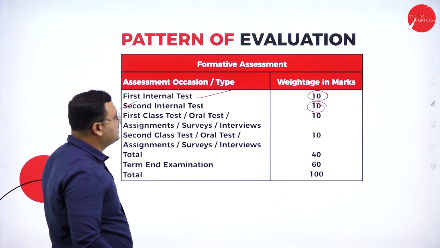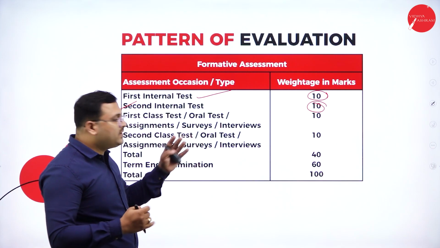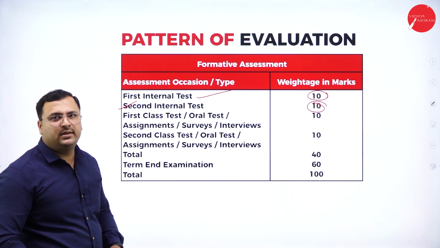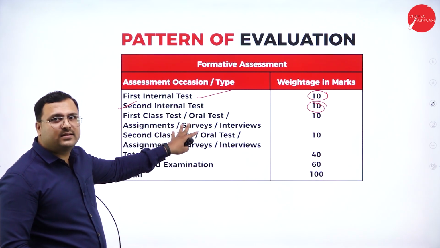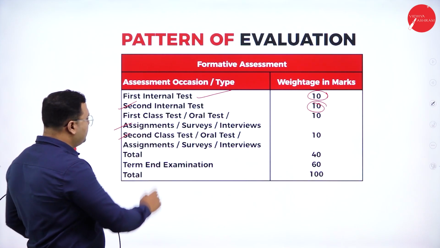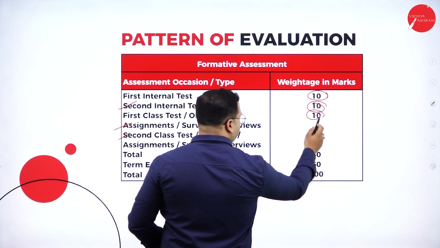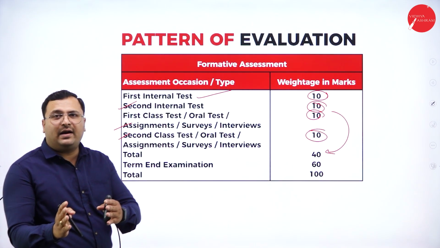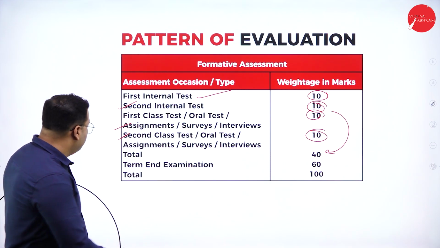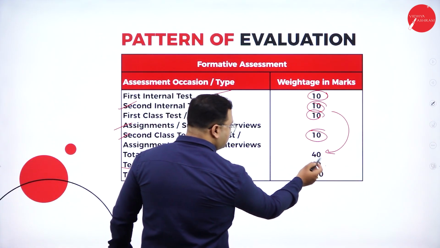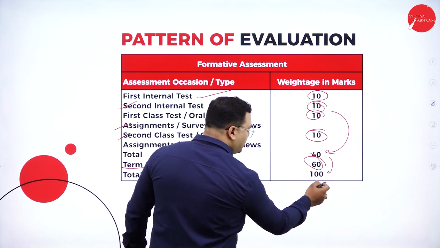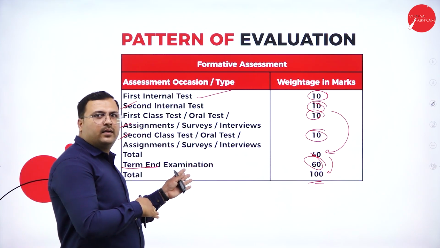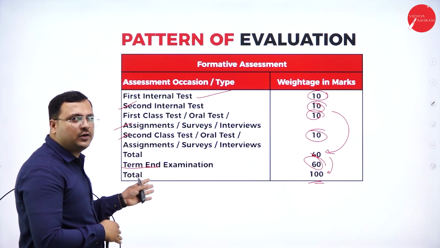You are given assignments, or you are given surveys to conduct, or you will have an interview, or an oral test. So any of these things, for the first one and second one. They carry 10 marks each, which add up to 40. Then you will have the final exam, semester exam, term end exam for 60 marks, which will come to 100. So this is how you are going to be evaluated as prescribed by the University of Mysore.